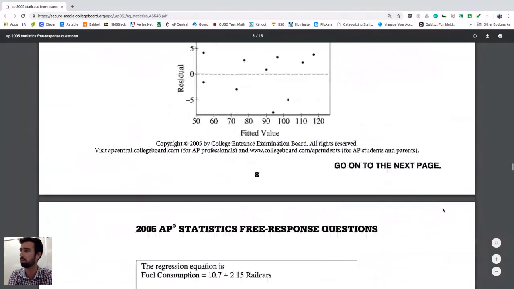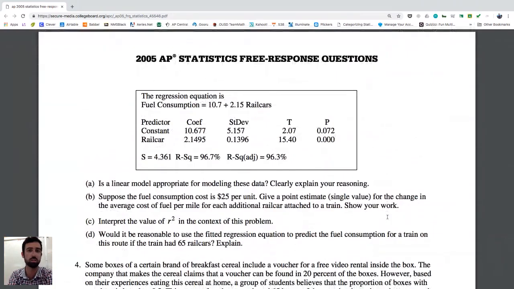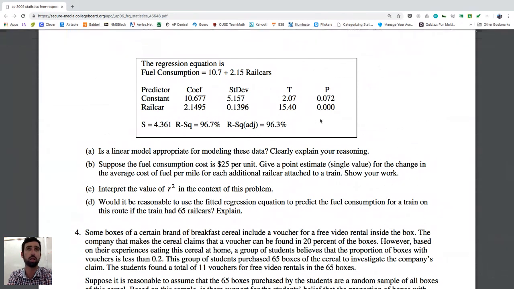This is a great question. I wouldn't be surprised if my students see this question on their test. But this is what you're going to see most of the time when it comes to linear regression problems. They're going to give you the computer output. These two you want to know. For right now, you can ignore T and P. But eventually, we will look at P when we come to hypothesis testing for slope.